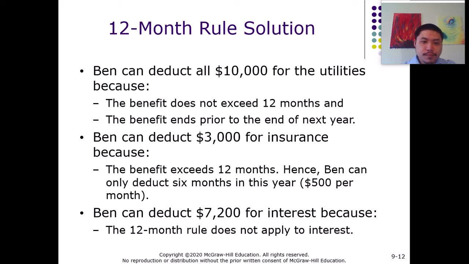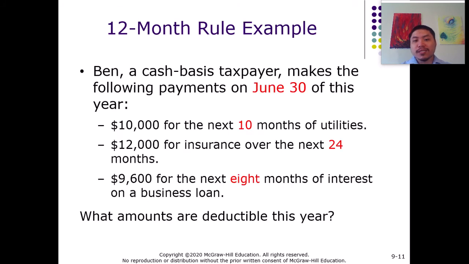So he can only deduct $3,000 of the insurance, because $3,000 is how much of the expense brings about the benefit until the end of this tax year. He paid for this insurance plan on June 30th. That means there are 6 months left to go for this tax year.